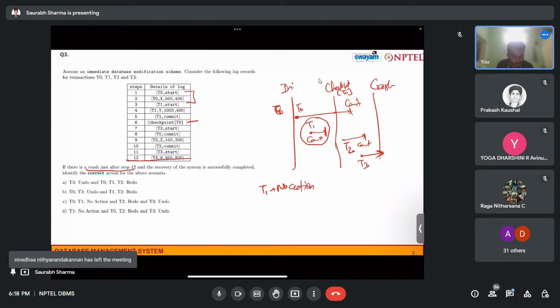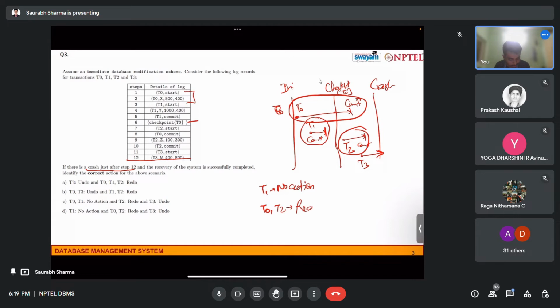Now coming to the next one, there are two transactions which were in action after the checkpoint but got committed before the crash. So T0 and T2, what we should do, we should redo them, because these were done till now. Then there was T3 which was in action. What we have to do, we have to undo it.